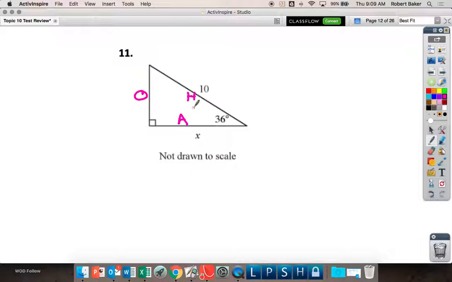All right. So what uses adjacent and hypotenuse? Cosine. So the cosine of 36 degrees is equal to adjacent over hypotenuse. What happens when there's a number on the bottom? It goes to the front.